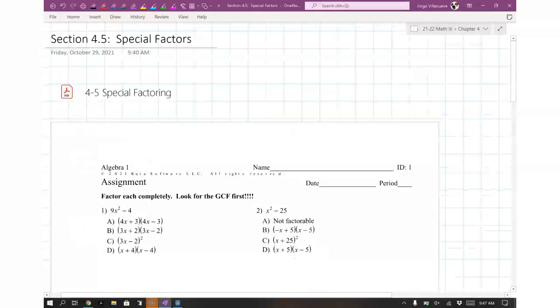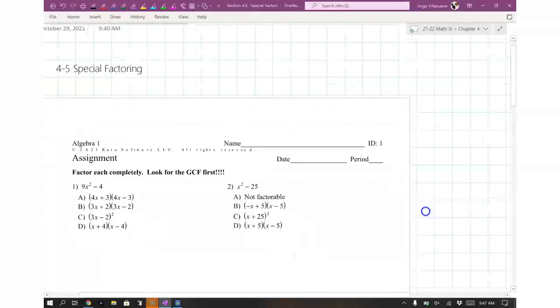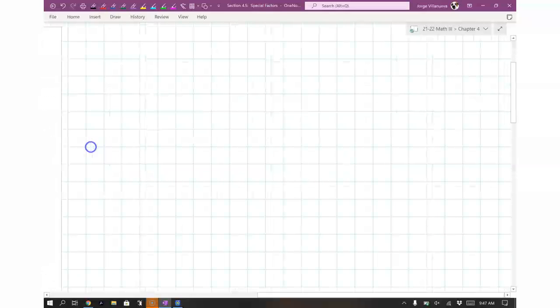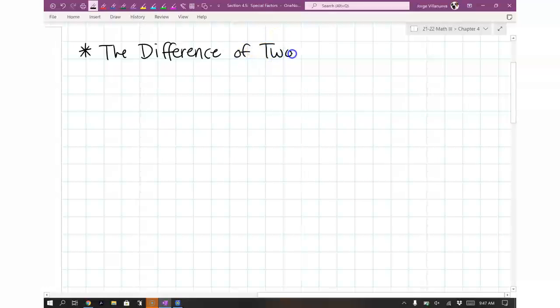All right, so special factors, okay? The first special factor that we're going to talk about is a difference of two squares, okay? The difference of two squares. Okay, the name is important because it tells you exactly what it's made up of.